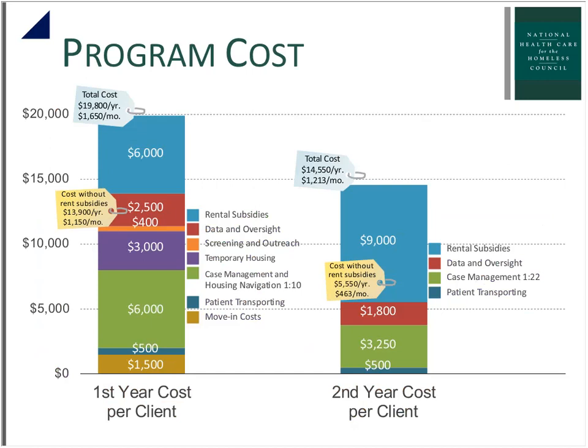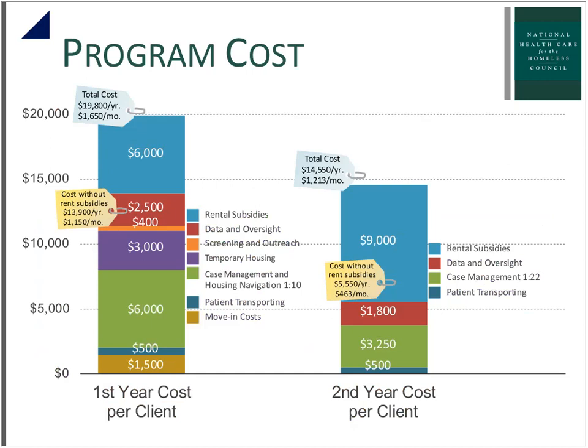So before we talk about cost avoidance, we do have to acknowledge that there are some program costs. In the first year, the overall cost per person is $19,800 on average. Just under a third of that is going towards rental subsidies, which are mostly Section 8 and Shelter Plus Care vouchers. Another third is dedicated to the intensive case management and housing navigation that I mentioned earlier. And there are some costs attributed to data and oversight of the program, temporary housing while they're awaiting placement, and some one-time costs like screening and outreach and move-in costs.